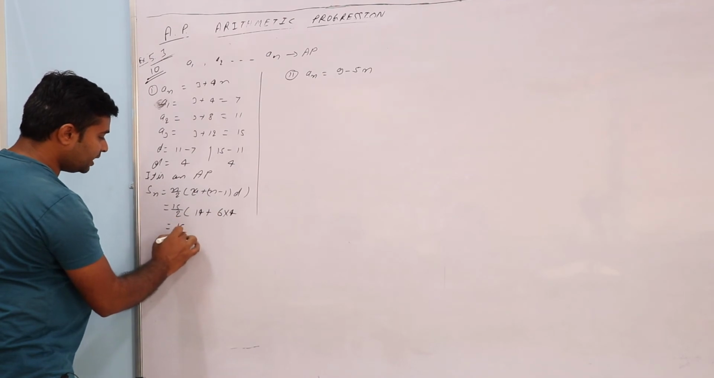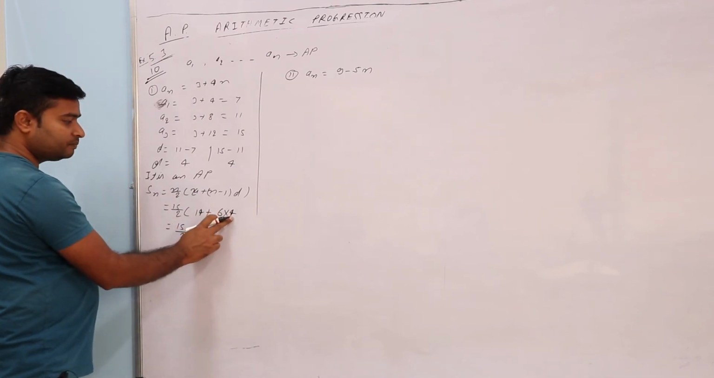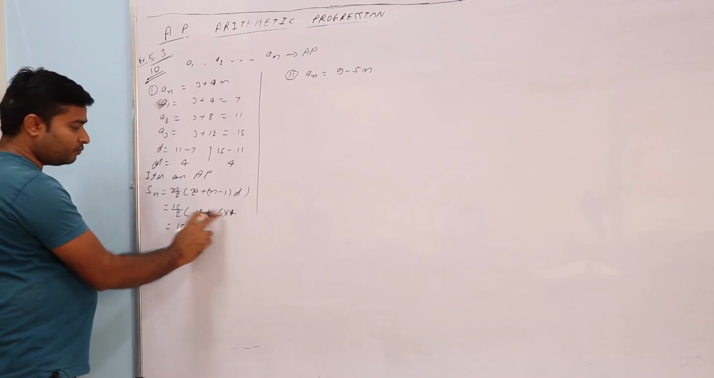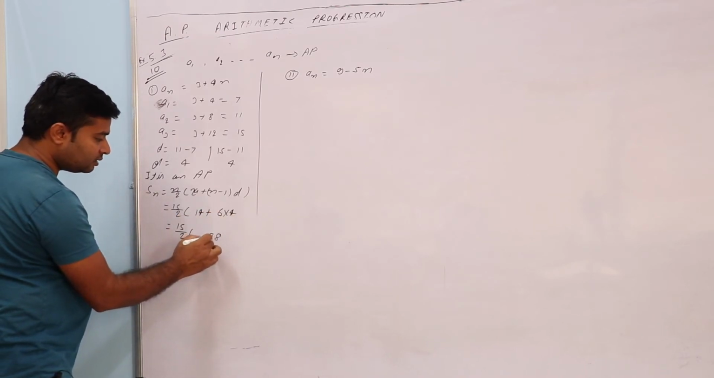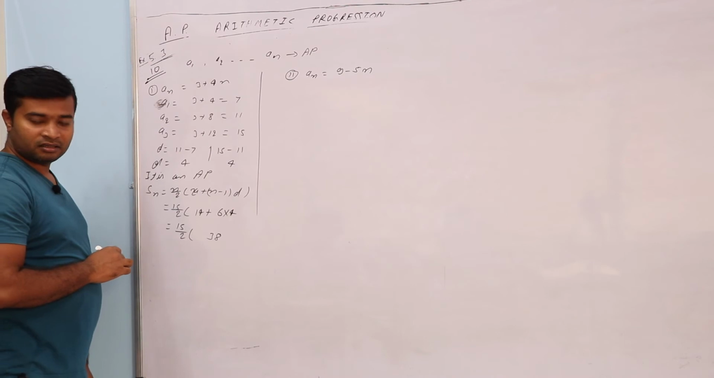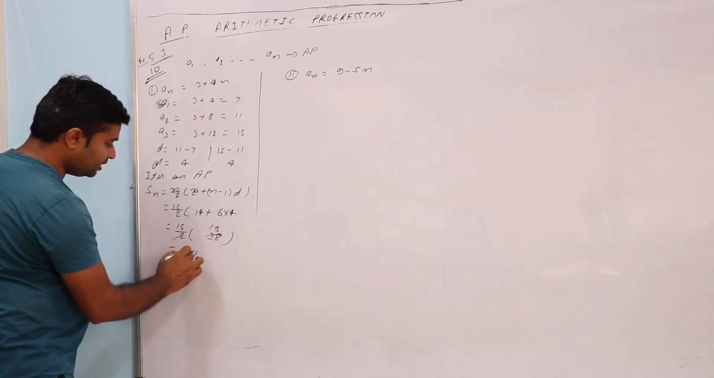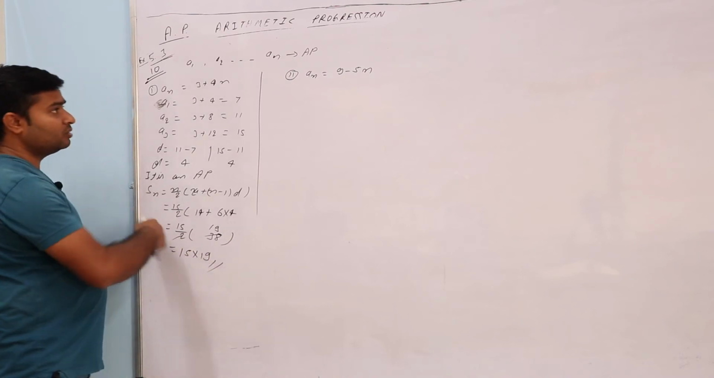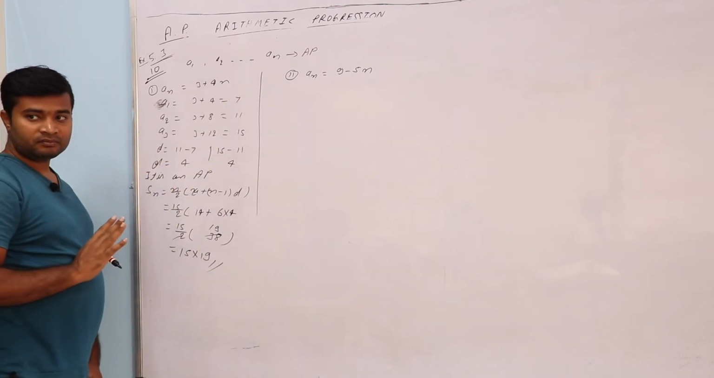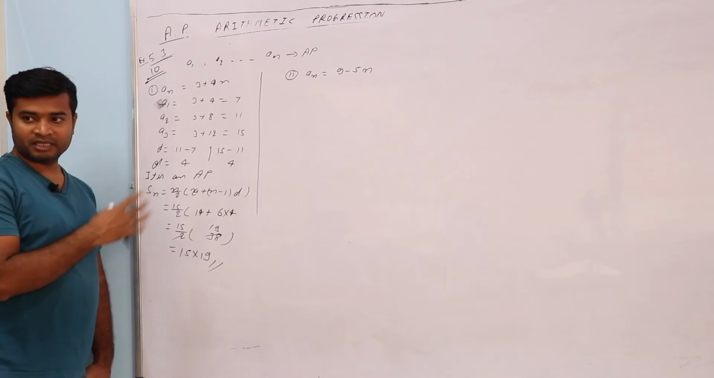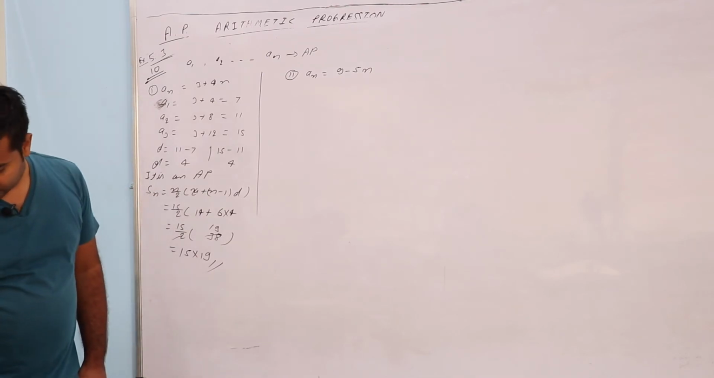So 15 by 2, and this is 24 plus 4, which is 38. Half of that is 19. So 15 into 19. This question you people can do yourselves. Same thing, right? So that one you try.